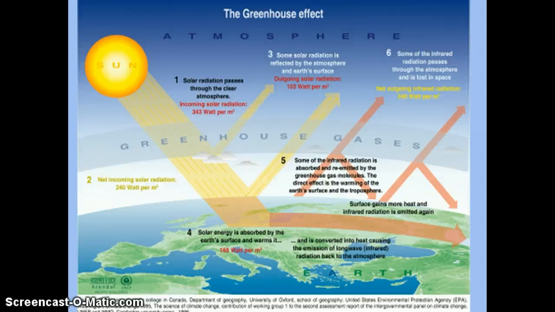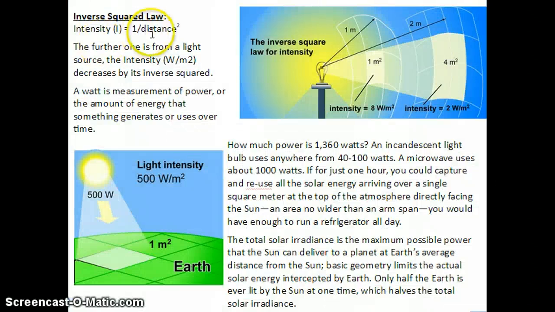So here we can take a look at the inverse square law: the further I get from an object that's emitting light, the further I get from a light source, the intensity is going to decrease by its inverse squared. A watt is a measure of power, or the amount of energy that something generates or uses over time. So if I look at this light here, the further I get from it, the less intense that light is going to be.